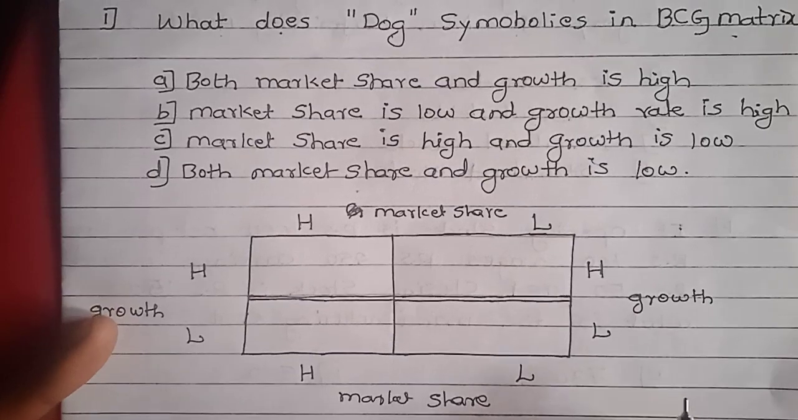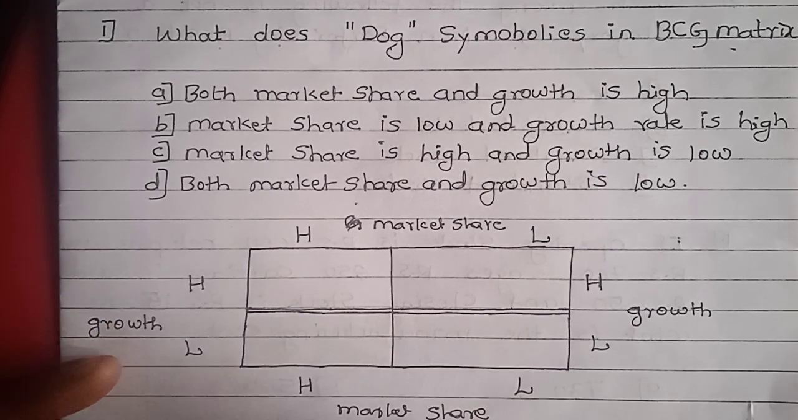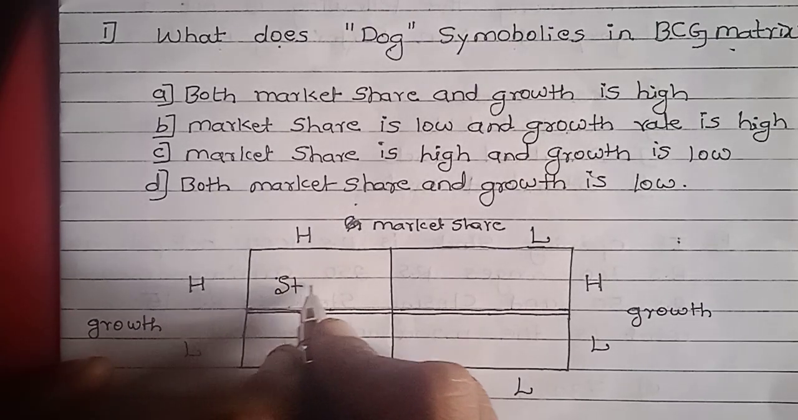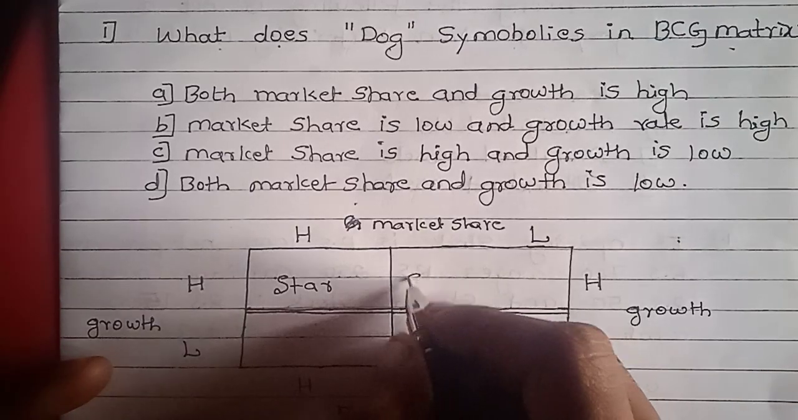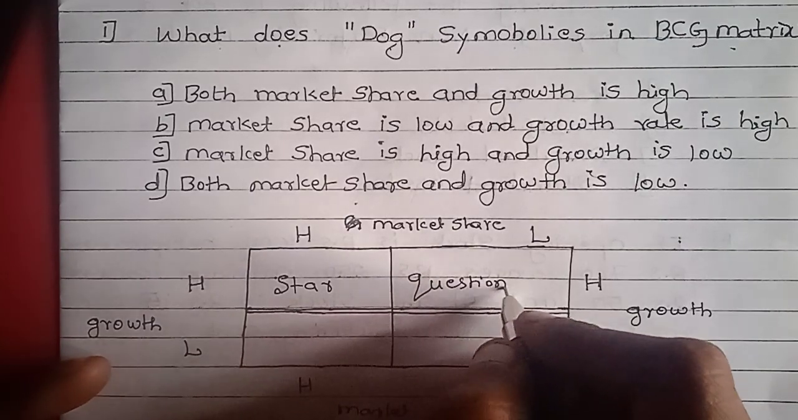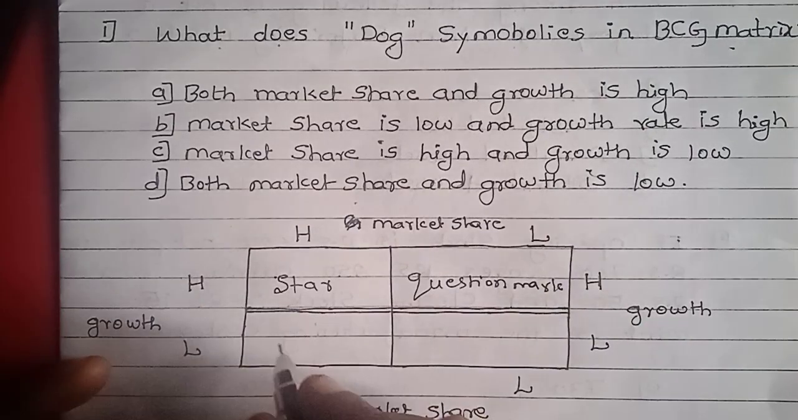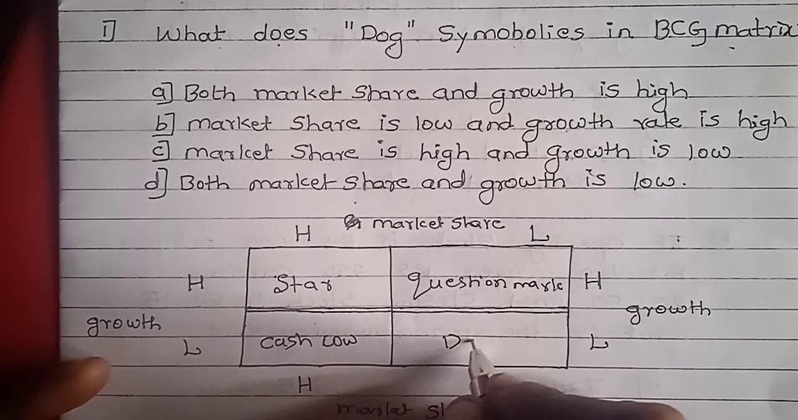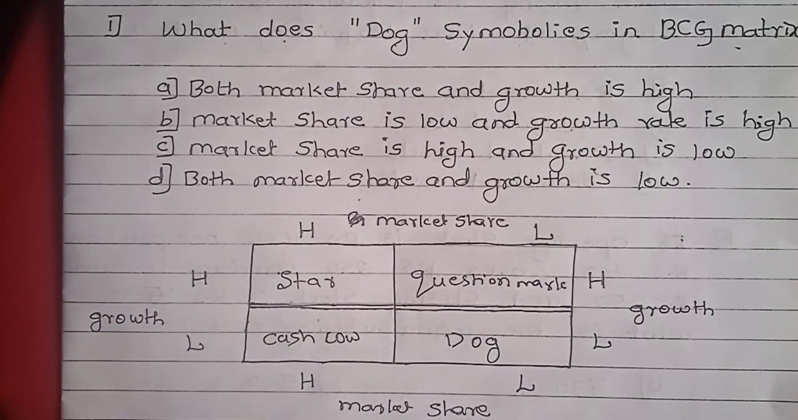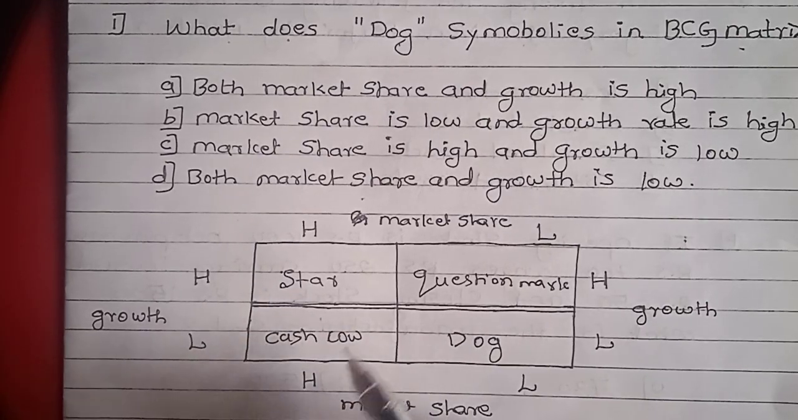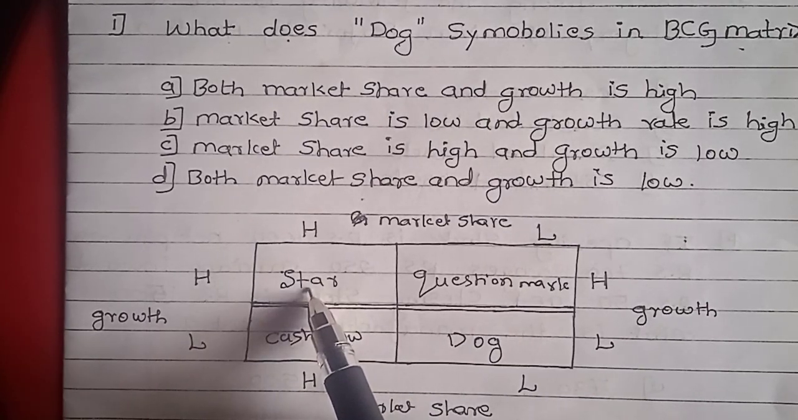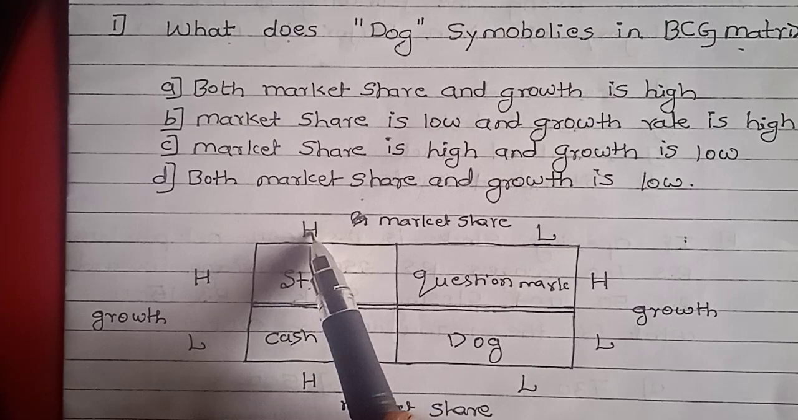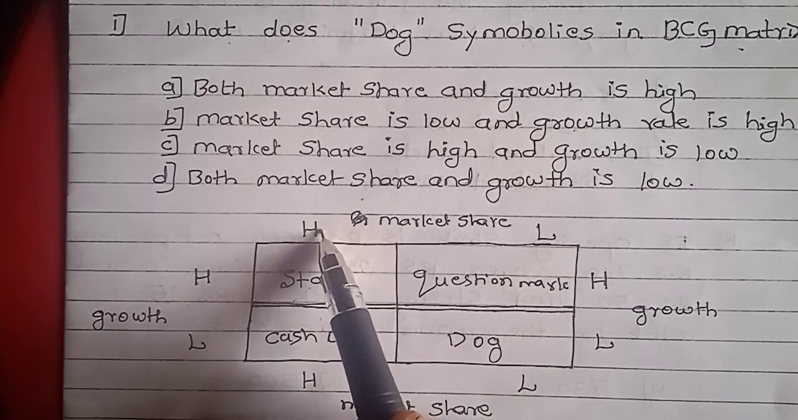First, we have to learn about BCG matrix. In the BCG matrix, first star, question mark, and cash cow, dog. Here compare with the market share and growth. In the first stage, star. In the star stage, both growth and market share is high.